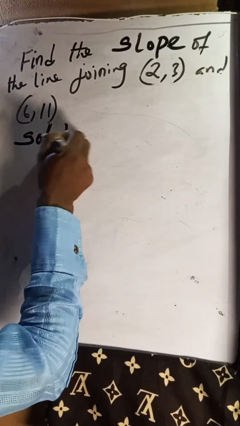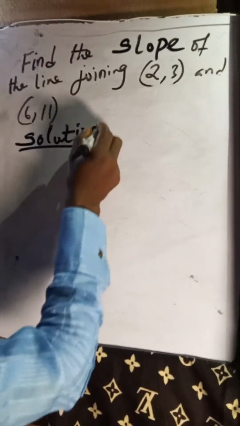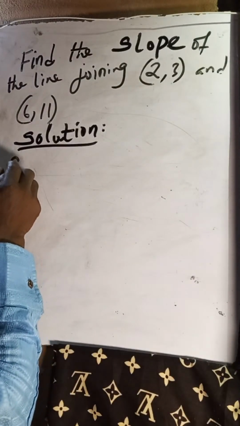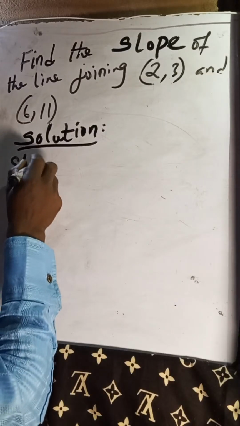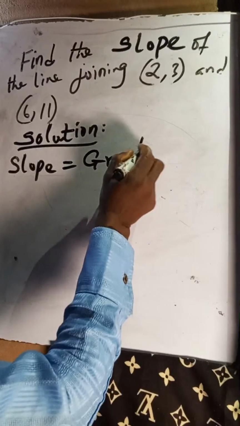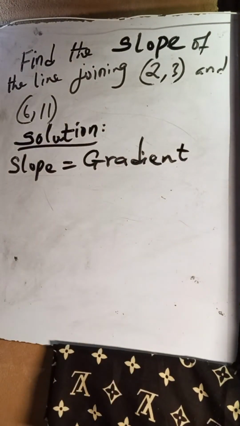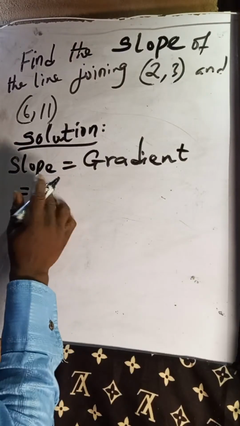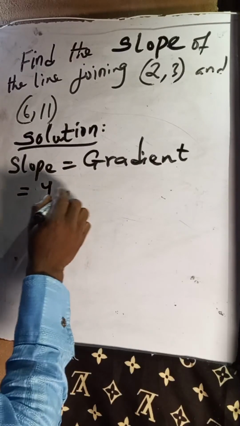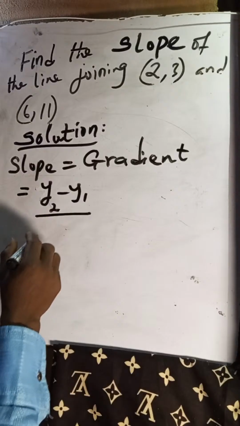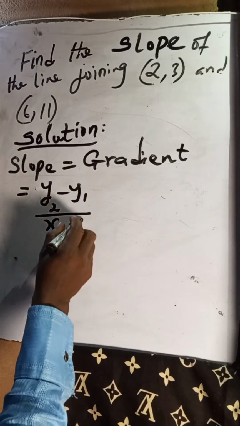Let me write the solution. Now, slope or gradient, you can call it slope or gradient so that you don't mistake. Slope is equal to what? Gradient, please. In case you find any of them, they are the same. And it is equal to what? dy/dx is equal to y2 minus y1, the difference between y2 and y1, over x2 minus x1.